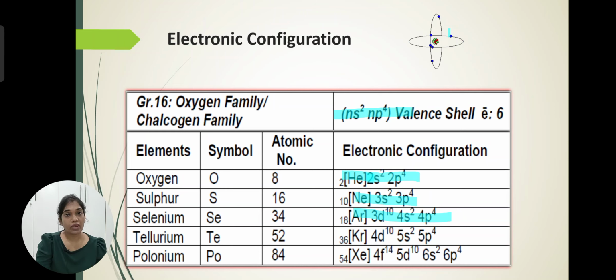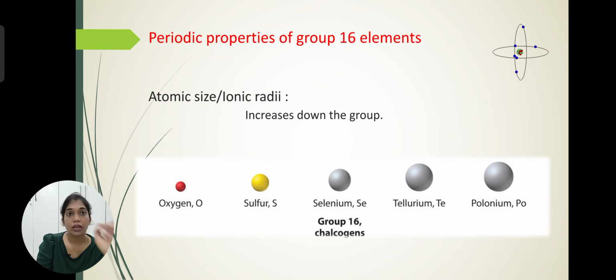Now let's see some periodic trends or periodic properties for the oxygen family. The most important periodic properties are atomic size, ionization energy, and electronegativity. So let's see them one by one. Firstly we will see the atomic size. You can see in this picture the size of oxygen, sulfur.